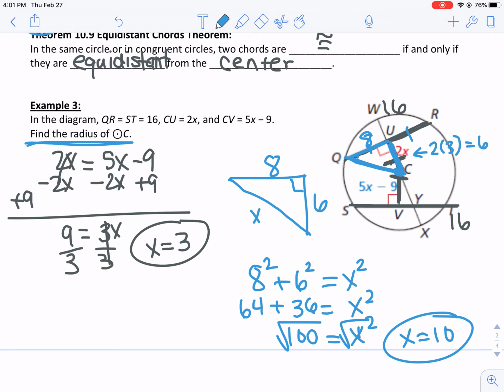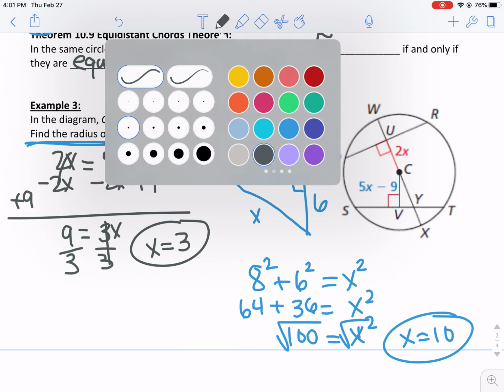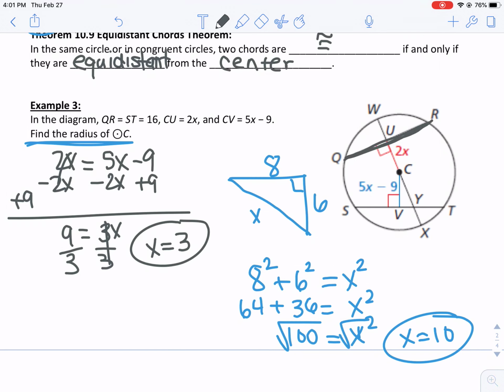Okay. You might be confused, so I'm going to kind of go back through this. So I'm going to erase everything I started with. We're going to go back through this. So we started by knowing that QR is 16 and ST is 16. Since those are equal, the last theorem said that this 2x and this 5x minus 9 have to be equal to each other. So we set them equal to each other, and we solved. That's what this portion was. And we said, okay, that means x is 3.